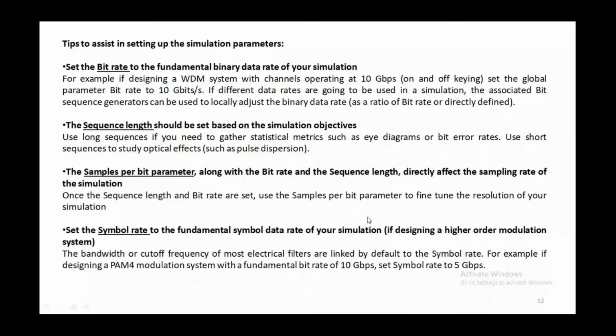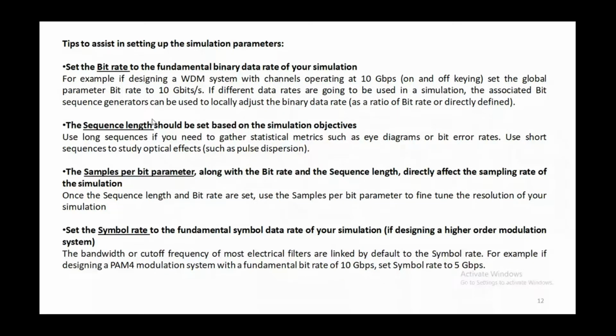So, some tips to assist in setting up the simulation parameters. First one: set the bit rate to the fundamental binary data rate for your simulation. For example, if designing a WDM, meaning wavelength division multiplexing, system with channels operating at 10 gigabits per second using on-off keying, set the global parameter bit rate to 10 Gbps.